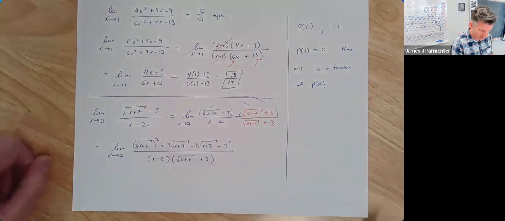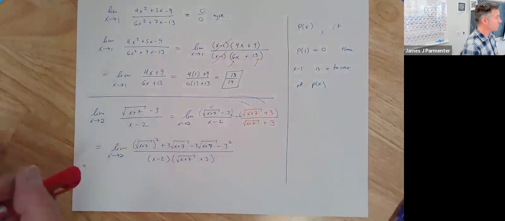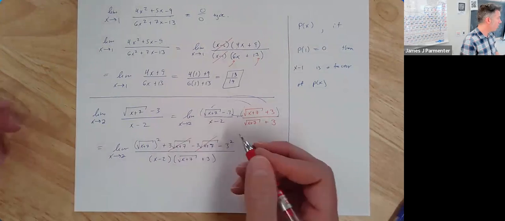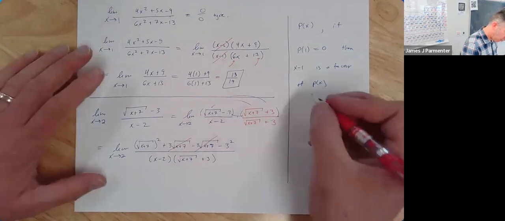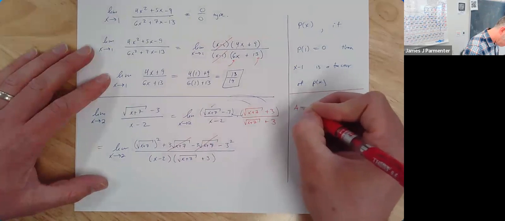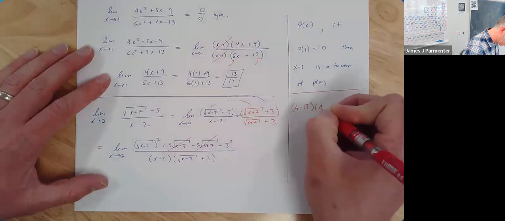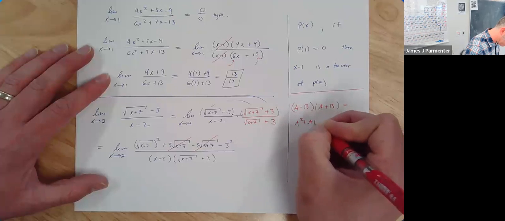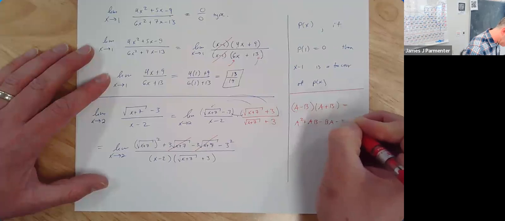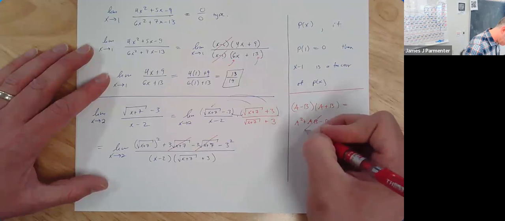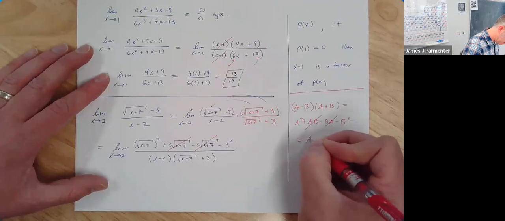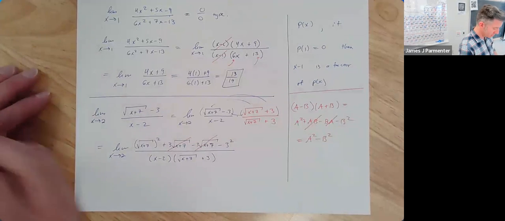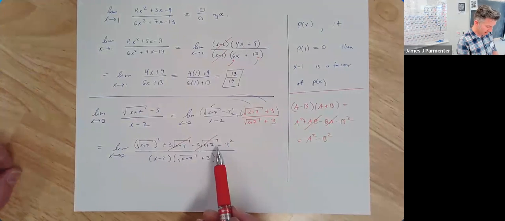So now I want to point out, when you multiply something by its conjugate, the middle terms cancel. That is always true. More generally, a minus b times its conjugate, a plus b, is just a squared plus a times b minus b times a minus b squared. And oh yeah, the middle terms cancel, and you get a difference of squares. The first thing squared minus the second thing squared, which is exactly what we got here.